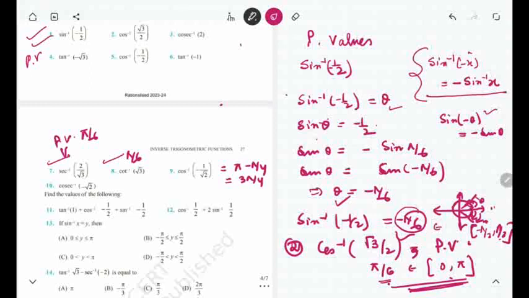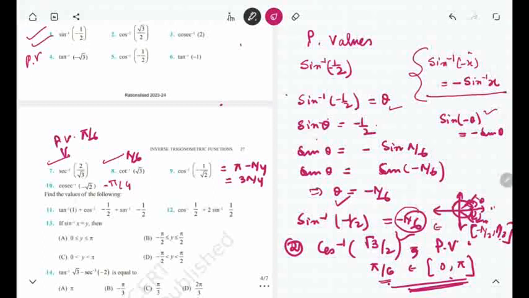Done. Here we will do cosec inverse minus root 2. Sin takes 1 by root 2 at pi by 4. When will it take minus 1 by root 2? At minus pi by 4. So cosec inverse minus root 2 will be pi by 4, but with a minus. Done. This is all over now.